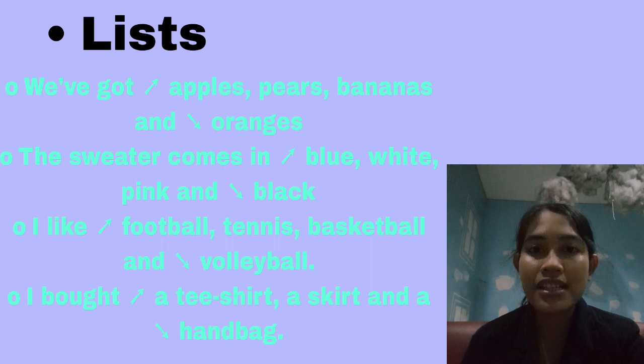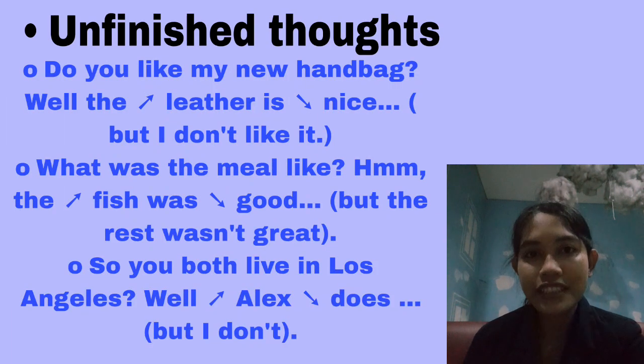The second one is lists: rising, rising, rising, and then falling. Intonation falls on the last item to show that the list is finished. Examples are: we've got apples, pears, bananas, and oranges. The sweater comes in blue, white, pink, and black. I like football, tennis, basketball, and volleyball. And so on.